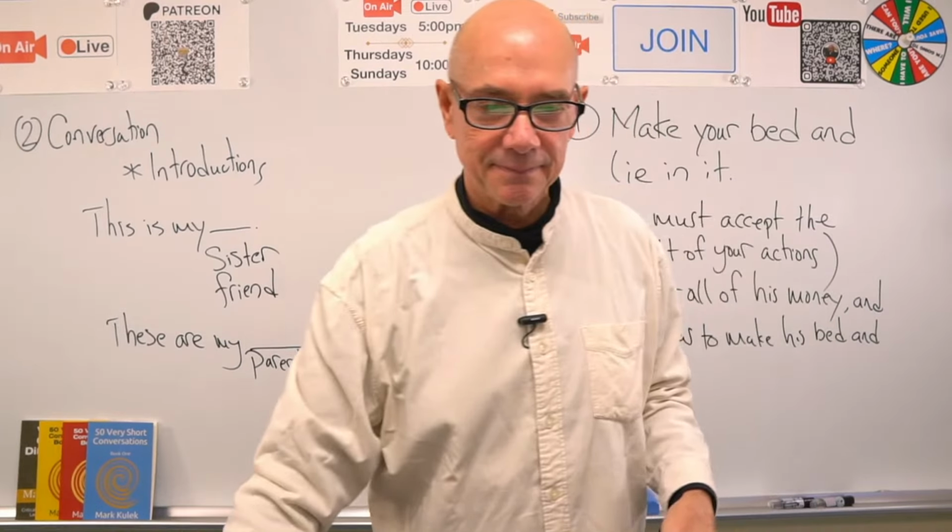If you're talking about two or three people, these are my. So for example, this is my sister. You're introducing your sister to someone. This is my friend. You are introducing your friend to someone. These are my parents. You're introducing your parents, your mother and father, to someone. All right? Good job. Now we are going to our next activity.